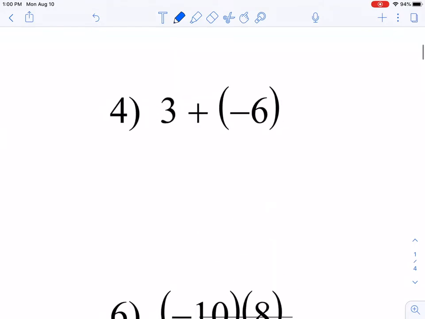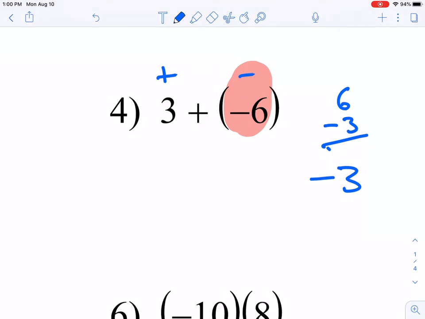All right, and I have a positive 3 and a negative 6. My signs are different. So when I'm looking at my signs are different, I'm looking here, saying this is where my signs are different. So that means I'll subtract 6 minus 3, which gives us 3, and then I'm going to keep the sign of the larger number. So we're talking about absolute value larger. So 6 is larger, so that's a negative 3.